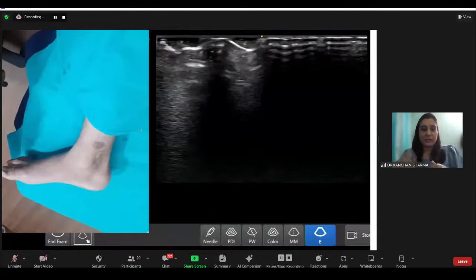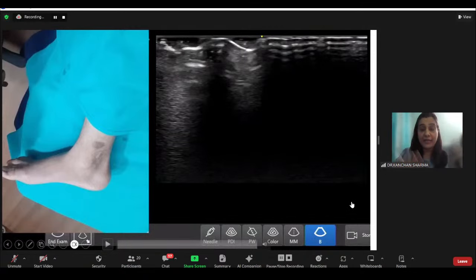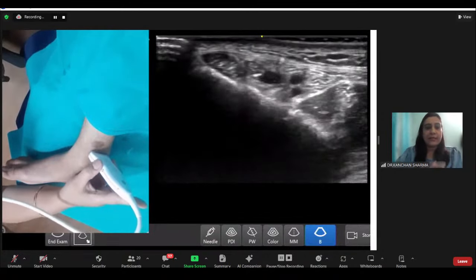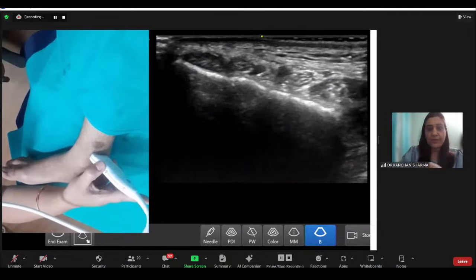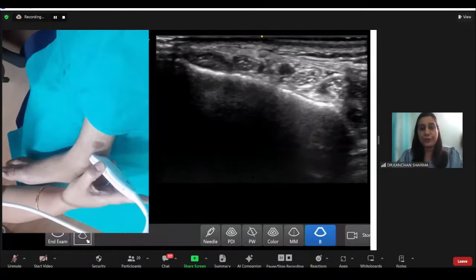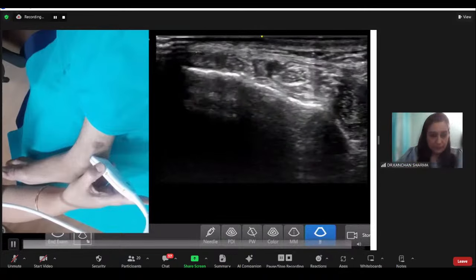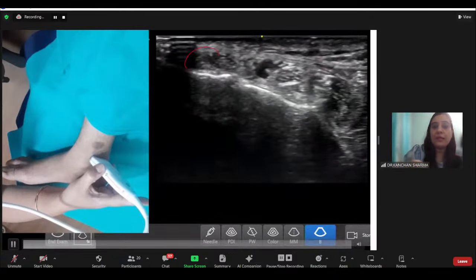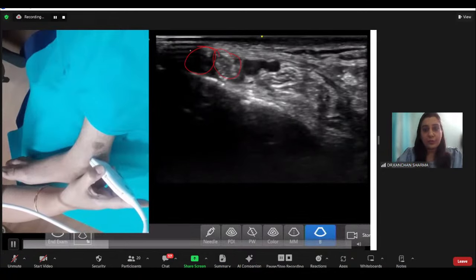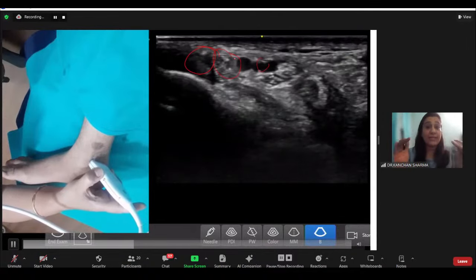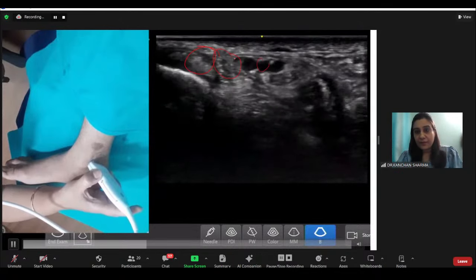Now, this is a short video which I have made because we have learned the anatomy. So let's see how everything looks under sonoanatomy. The patient will be in the lateral position, and this medial side is up. I'm using a linear transducer, and I've just placed it over the posterior malleolus. You will be seeing the tibialis posterior, then your flexor digitorum, and then the tibial artery. If I compress, the veins will go away, and then let's see.